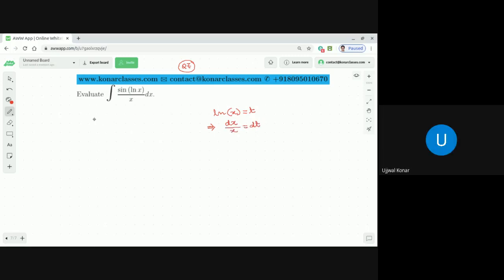So then this integration becomes what? This integration becomes sine of t into dt. Correct or not? Now it is coming to a proper substitution, and we come to a position where we can directly integrate using the standard formula. So what is the integration of sine t dt? That is minus cos t plus c. And we know the value of t. We need to substitute back. So minus of cos of ln x plus c.